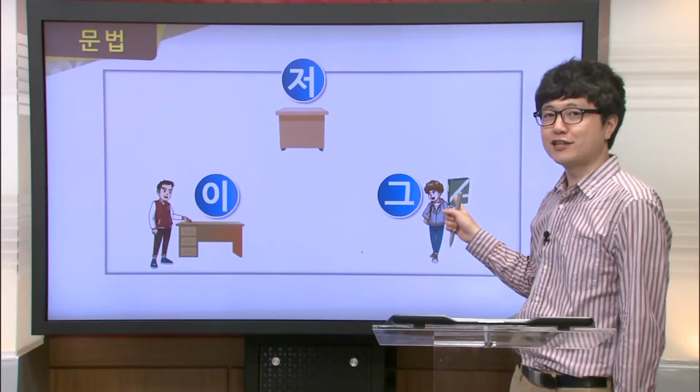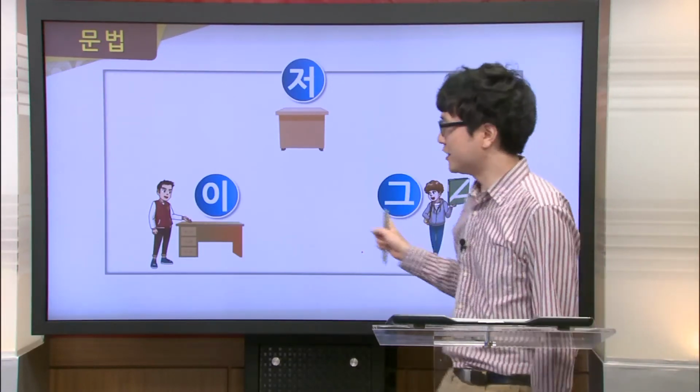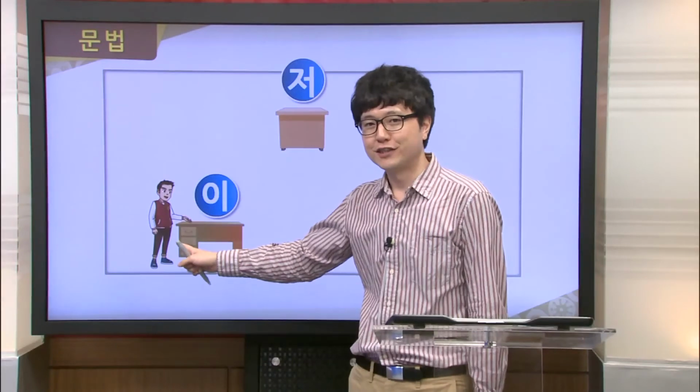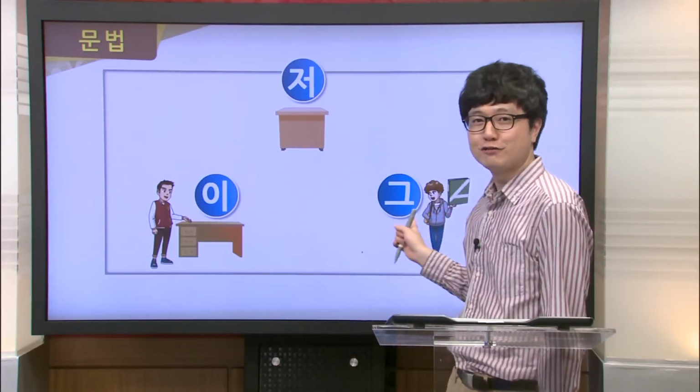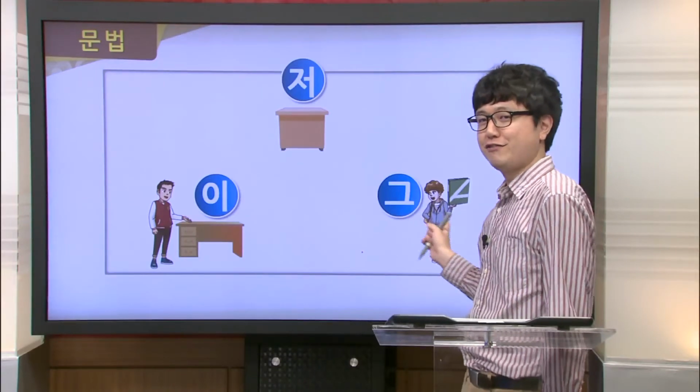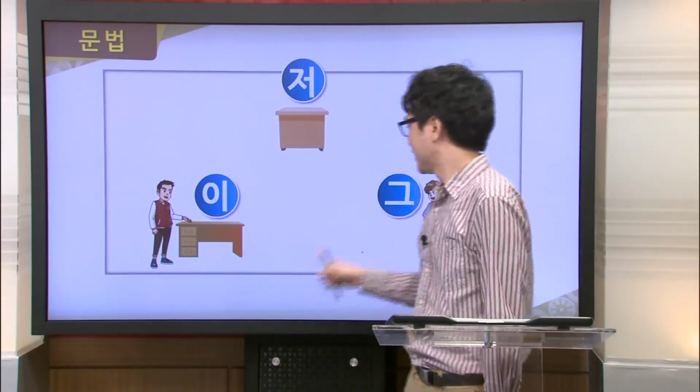This book is close to his friend, but far from Junsu. So how would he refer to that book close to his friend, who is the listener? He would say 그 책.